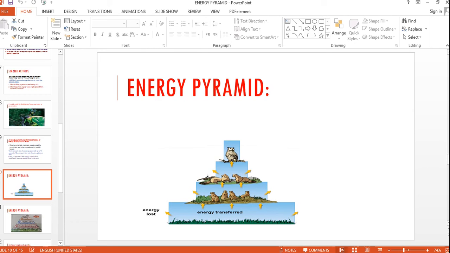Then the last trophic level, the fourth trophic level shown over here, is called tertiary consumers or top carnivore. When the top carnivores eat the secondary consumers, again 90% of the energy is lost and only 10% of the energy is transferred into the bodies of top carnivore or tertiary consumers.